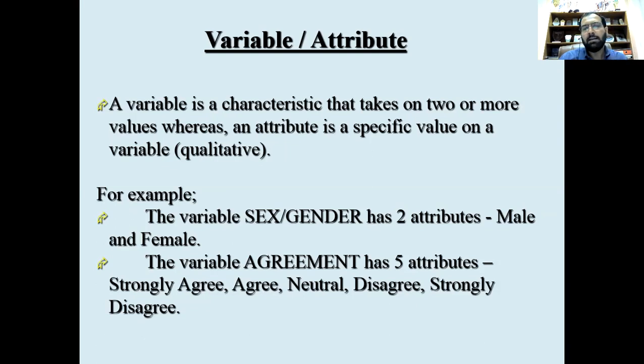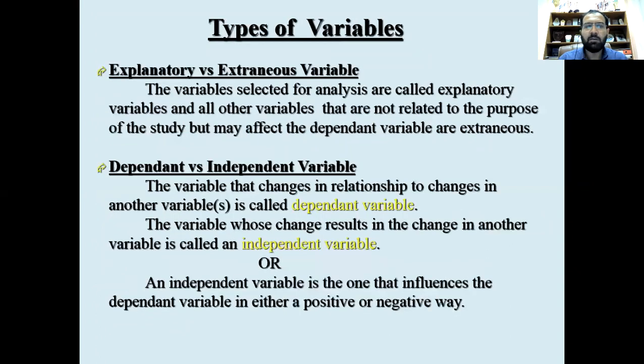For example, sex or gender has two attributes, male and female. So you can see there are two attributes involved. The variable agreement has five attributes, because you might need to record whether subjects strongly agree, are neutral, disagree, or strongly disagree. So there are five different values which might be recorded. So at least there will be two. If there are two or more, then it will be considered a variable.